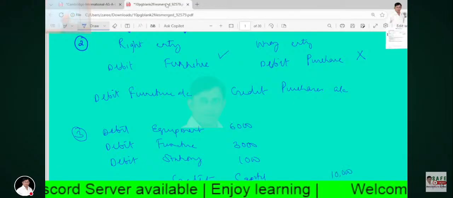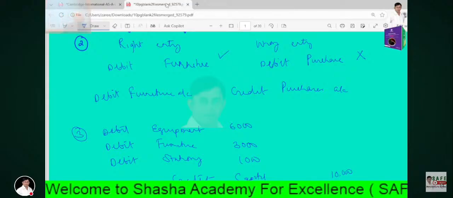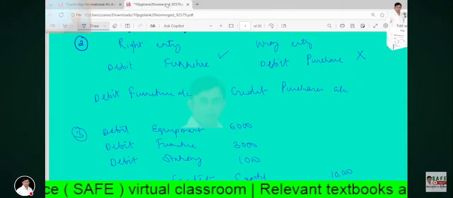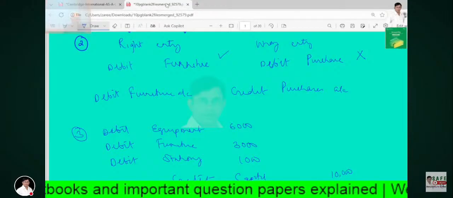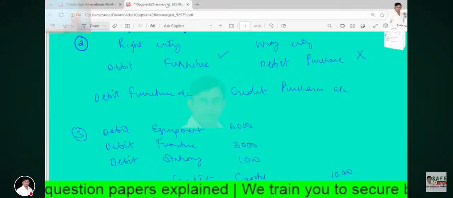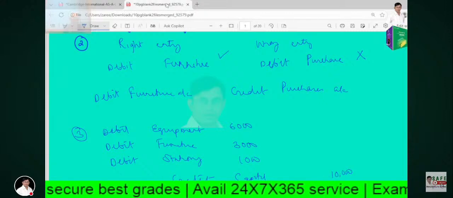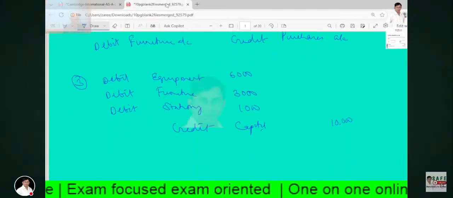Because the owner is the giver of all these things, we have to credit the capital. We debit because these are the things that are coming into the business. And who is the giver? The owner is the giver. So capital, this is the investment of 10,000, and that is why this will be credited. Next.